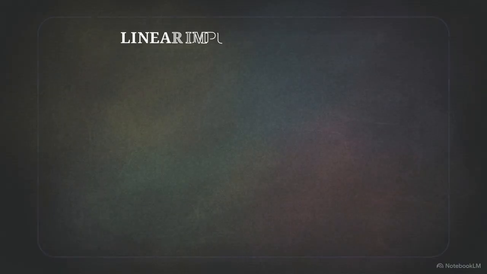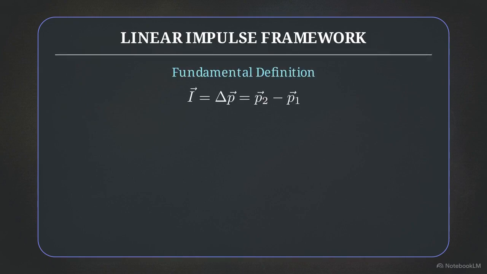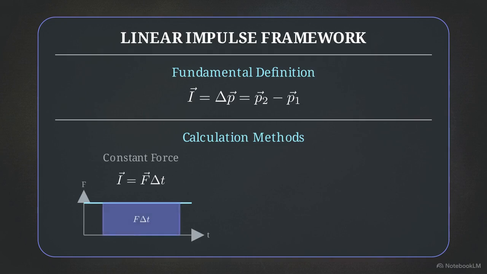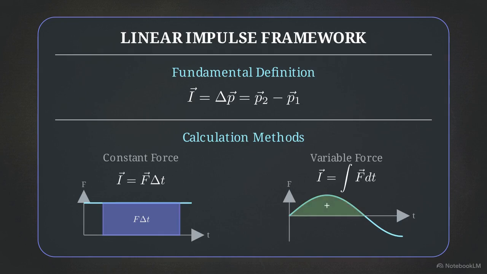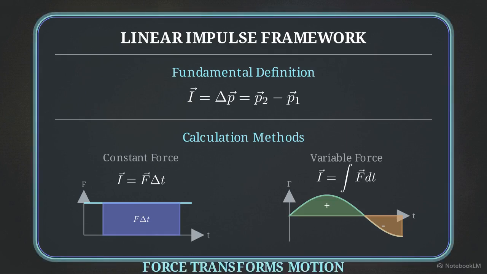Let's pull everything together into a final framework. You might want to screenshot this upcoming screen. First, remember our fundamental definition. Linear impulse always equals the exact change in momentum. Next are our two calculation methods. If the force is constant, you use the algebraic shortcut, force times change in time. If the force is variable, you use the geometric method, total area under the force-time graph, subtracting any area below the axes. Whether calculated through calculus, algebra, or visual geometry, these methods all quantify the same physical reality, the specific way force transforms motion over a window of time.